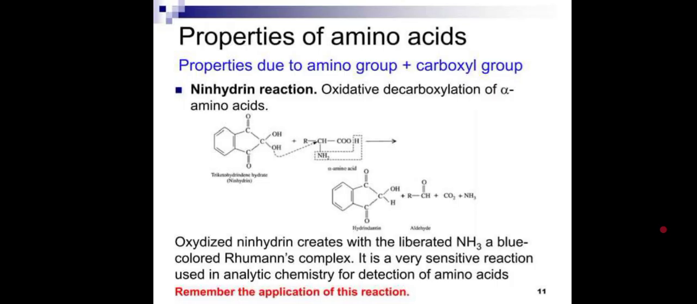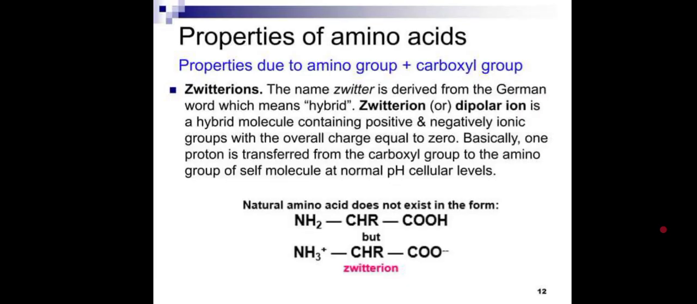So please identify these key reactions for determining the amino acid concentration. We have Sanger's reaction, Ninhydrin's reaction. You should be able to understand the reactions and what product is being formed. We also have zwitterion formation. This is a situation whereby the charges on an amino acid neutralize each other.